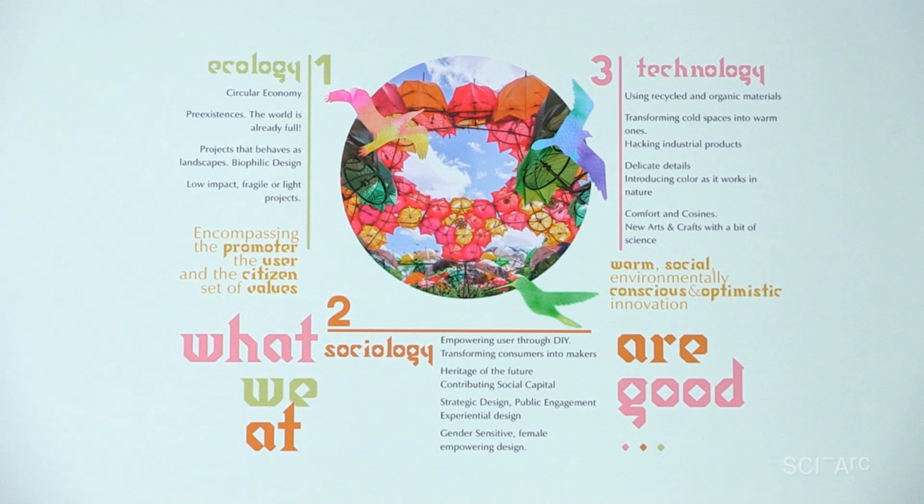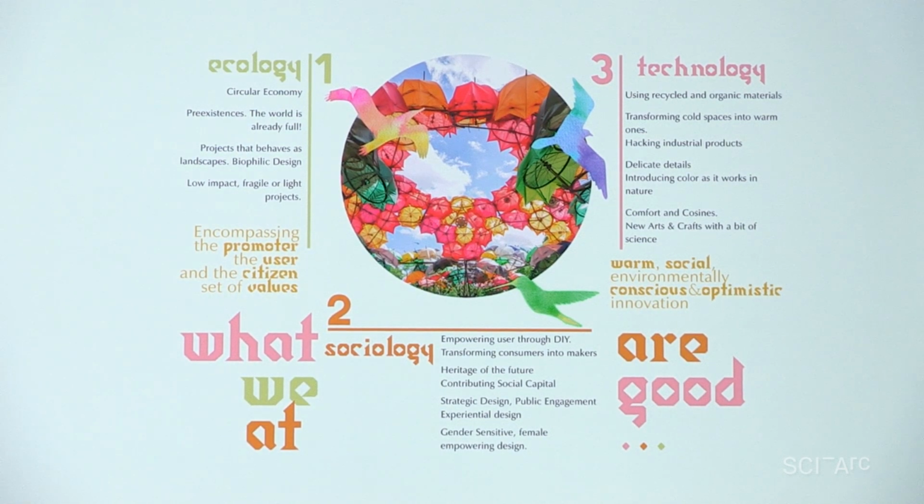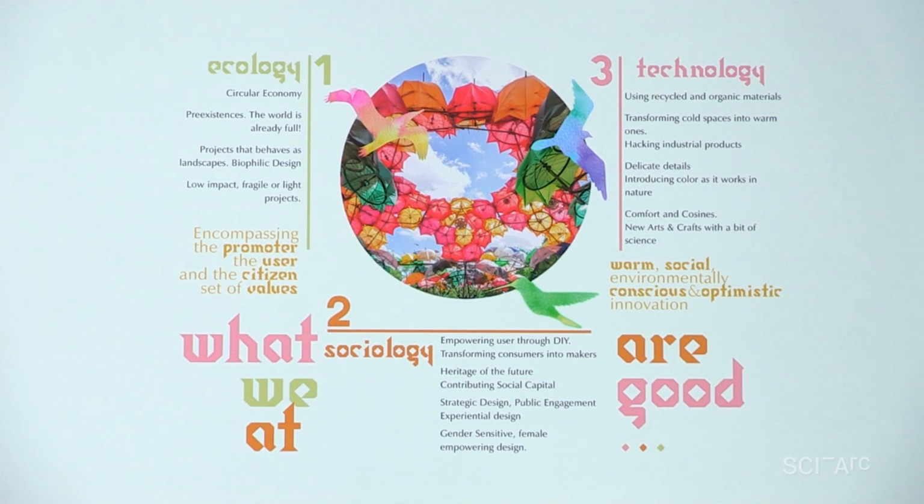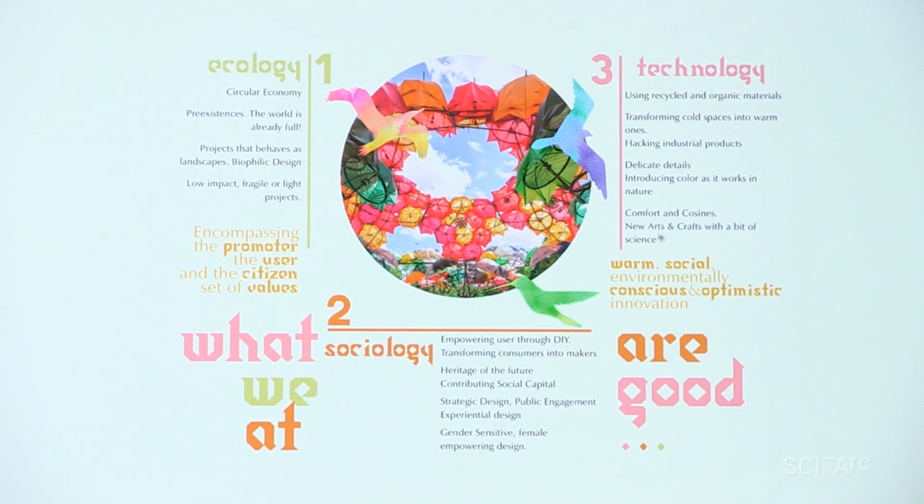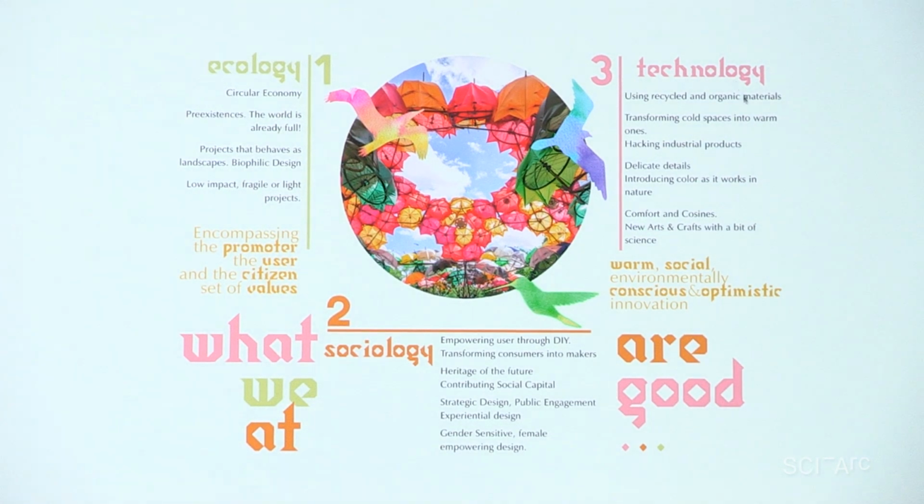In this kind of critical and reflective attitude, we have tried to summarize an easy question, that is, what are we good at, what are we doing well at the moment. And that has taken us to this triple division of our work. We think most of our projects always have an element of ecology, an element of critical attitude towards technology, and an element of sociological research and understanding.